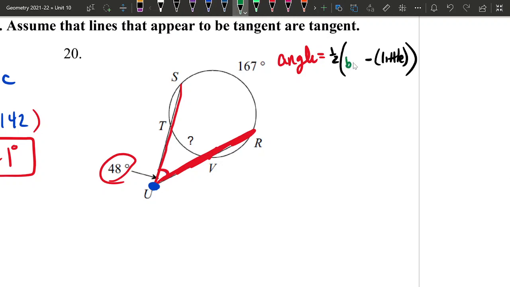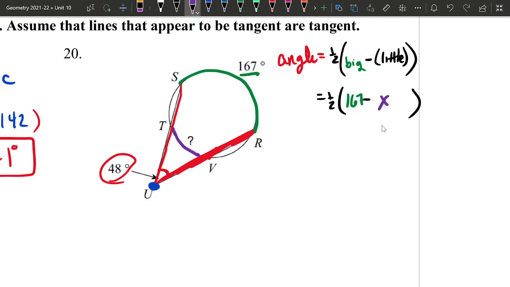Do the big one. So the big arc is furthest away from the angle. It's 167 degrees. And the little arc is the one that's closest to the angle. There's a question mark, so I'm going to make that X.